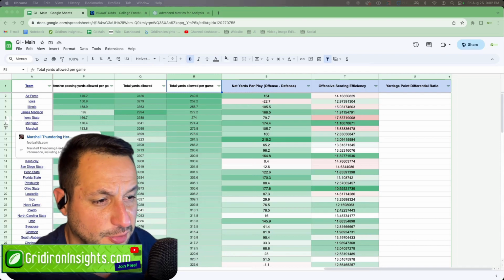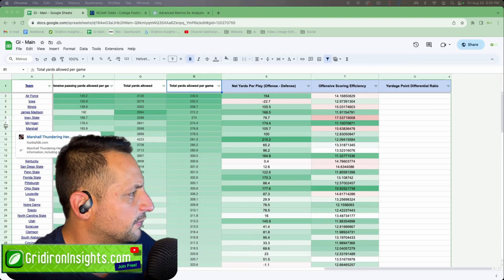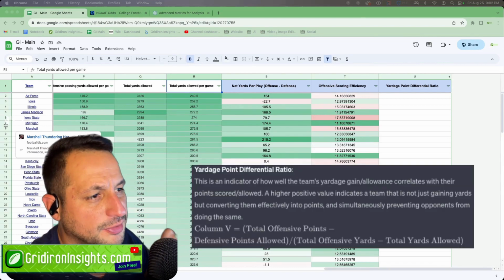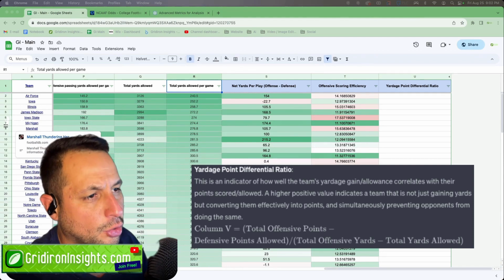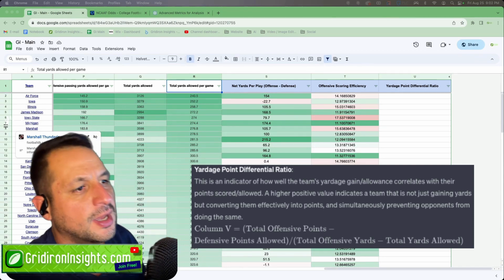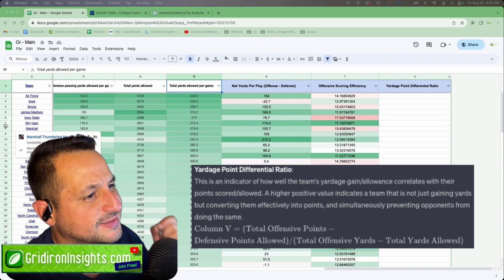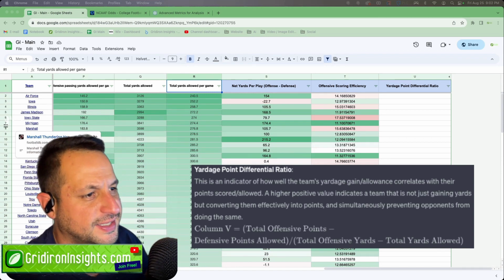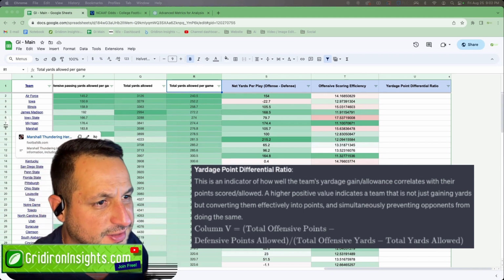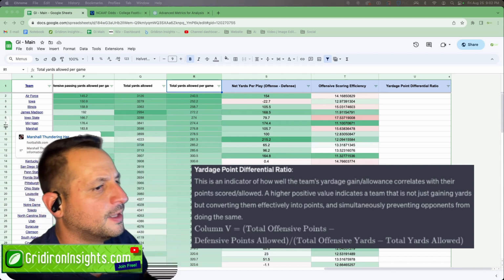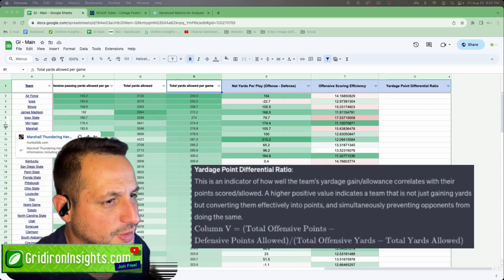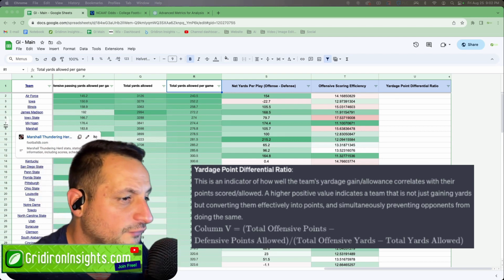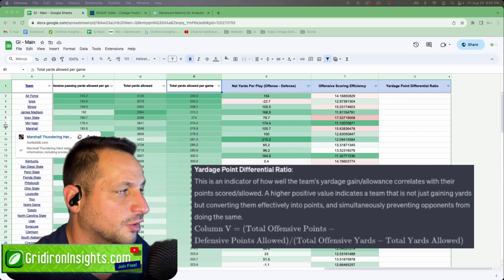Our next metric is going to be a little bit more intricate. This one's going to be eventually our yardage point differential ratio. This is going to be an indicator of how well the team's yardage gain and allowance correlates with their points scored and allowed. A higher positive value indicates that a team is not just gaining yards, but converting them effectively into points and simultaneously preventing opponents from doing the same. This formula is going to be our total offensive points minus our defensive points allowed, and then divide that by our total offensive yards minus our total yards allowed.